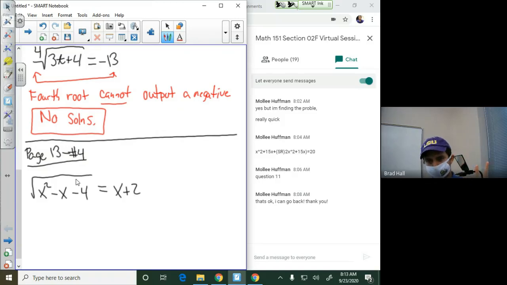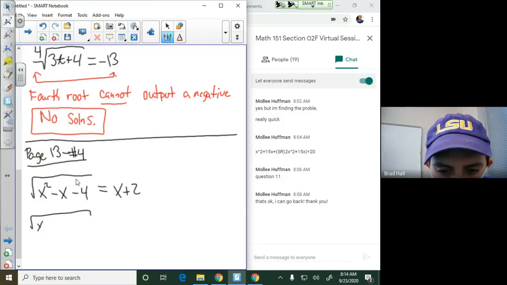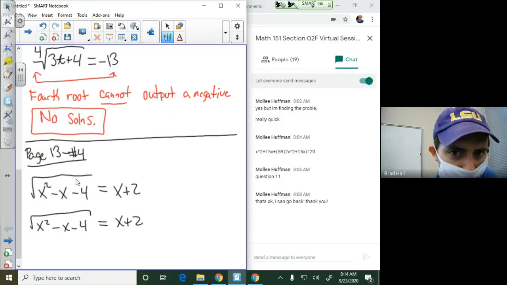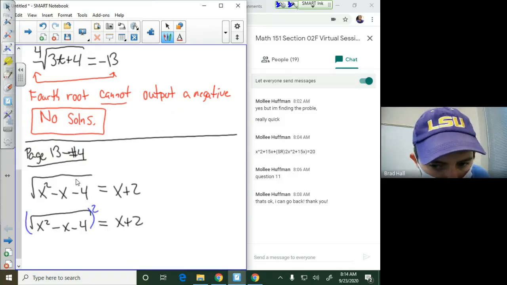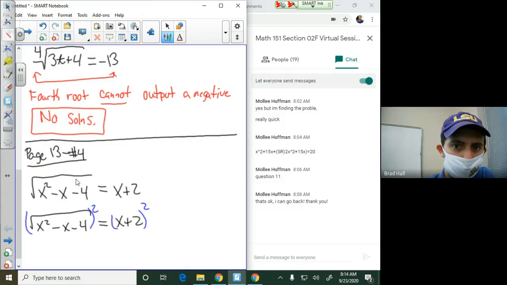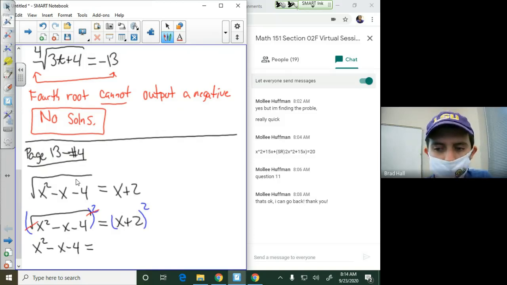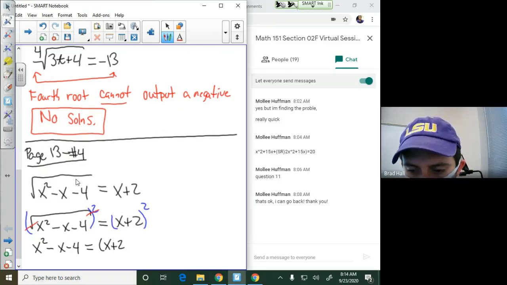What did we do next? We get rid of the radical. This is a square root. You get rid of a square root with a square. So I'm just going to rewrite it, so I can emphasize that we'll now apply a square to both sides to get rid of the square root. The square root and the square cancel. You're left with x squared minus x minus 4 is equal to x plus 2 squared, which we will have to FOIL. I'm going to write down x plus 2.